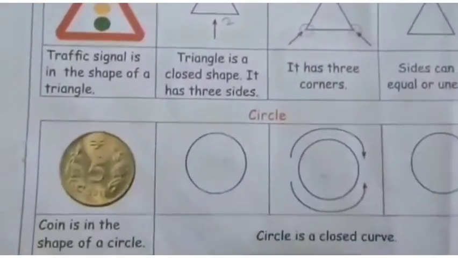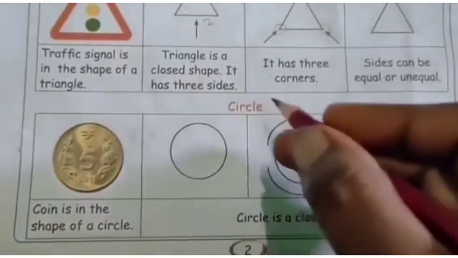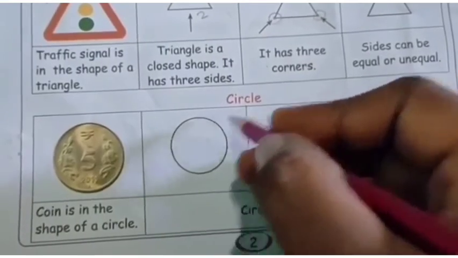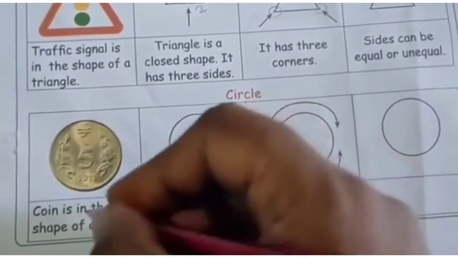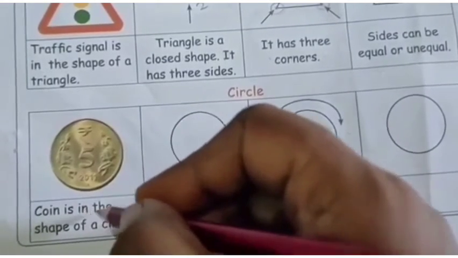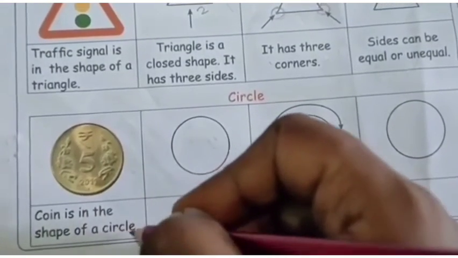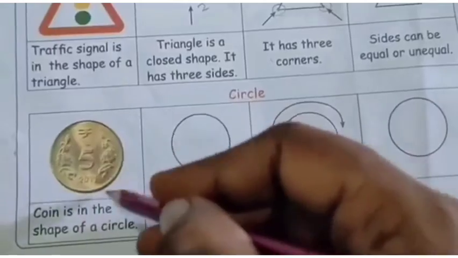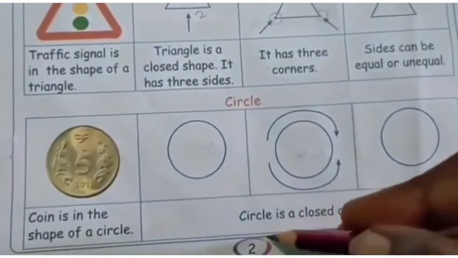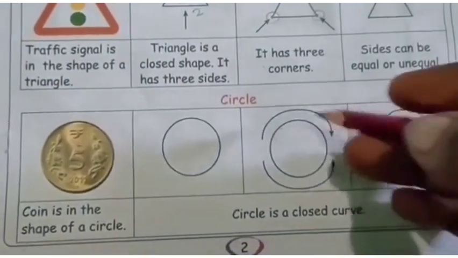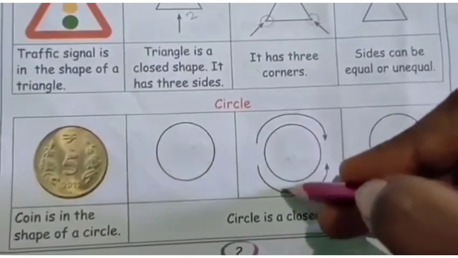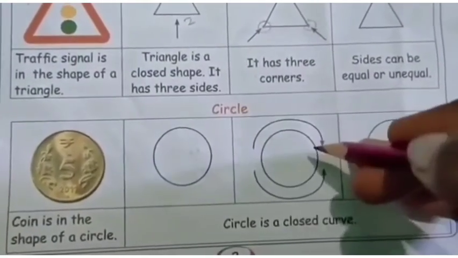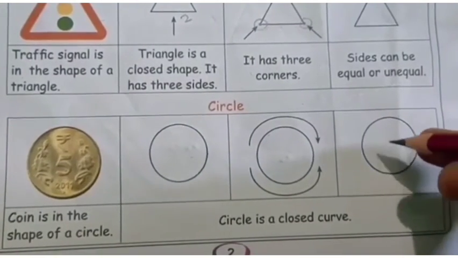Okay. Next, we are going to see about circle. Look here. This is a 5 rupees coin. Coin is in the shape of a circle. Neenga coin paathirukingla adu enna shape la irukum? Circle shape. Okay. Circle is a closed curve. Close panni irukum. Circle is a closed curve.